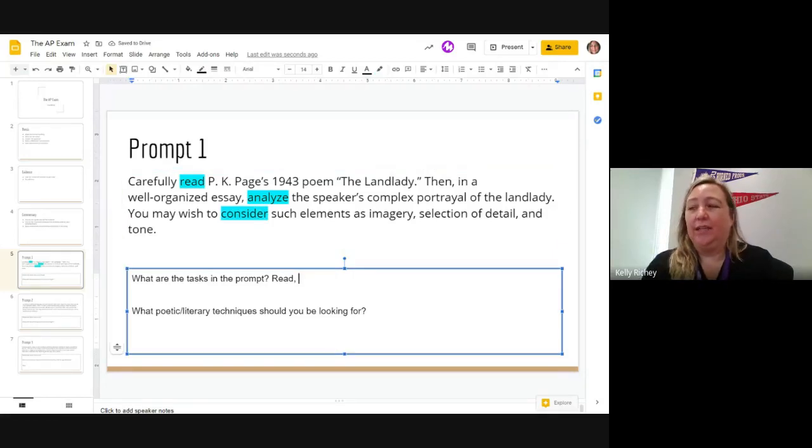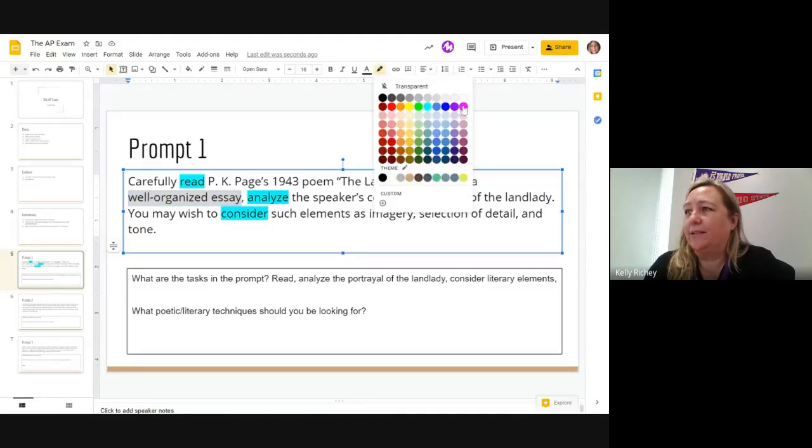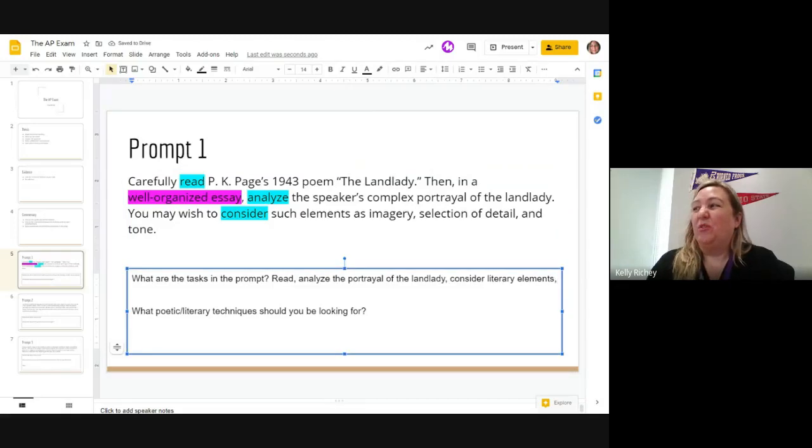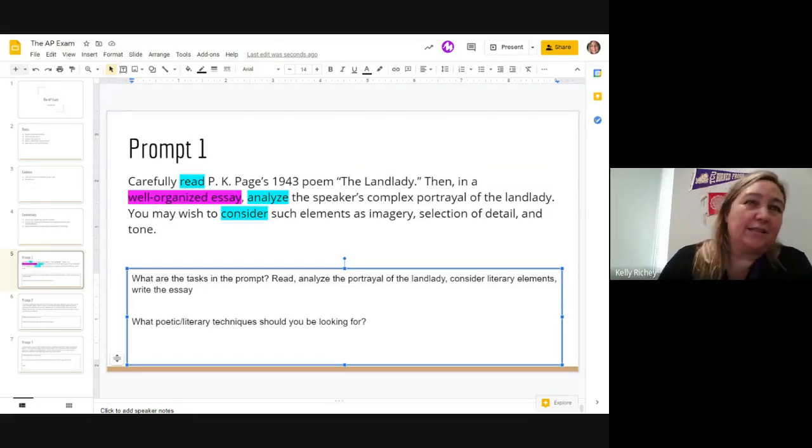So what are my tasks? I have to read, I have to analyze the portrayal of the landlady. I have to consider literary elements. And then there's kind of a hidden task in here that's not stated, but in this well-organized essay, well, how is that essay going to happen? What verb do I have to do to make an essay happen? I have to write it, okay? So I'm going to read, analyze, consider, and write. Those are the tasks I have to do for this one essay.